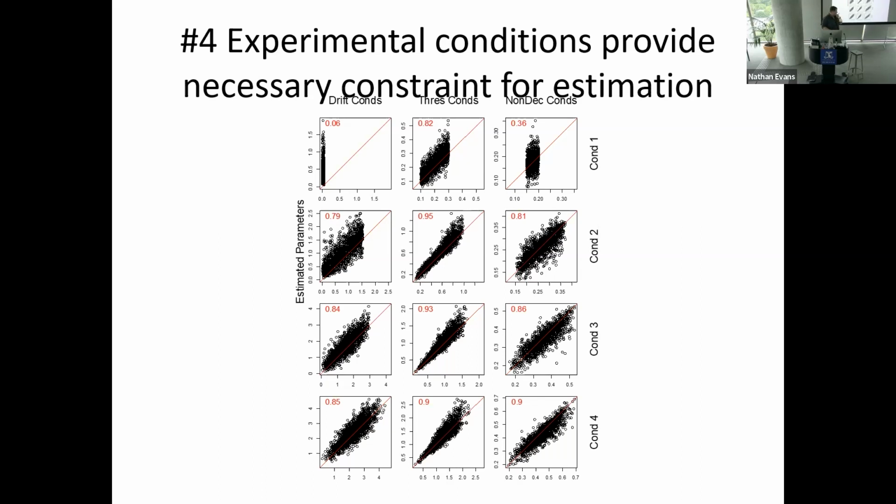So I think the key takeaway message from that one is that you need to carefully think about whether you're using an experimental manipulation, right? It should be meaningful if you use it, and I don't think it should be a throwaway thing that you do.